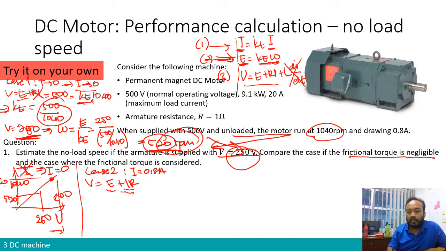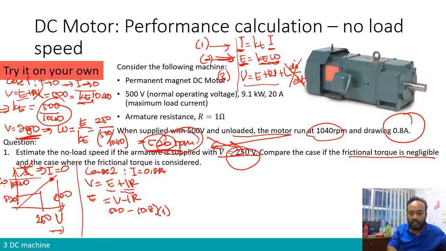So the current was mentioned to be equal to 0.8 amps. So let's do the calculation. The new E, the new back EMF, in the condition where the resistive or frictional torque is considered, should be equal to V minus IR. V, the voltage that is supplied previously, was 500, minus current, which is 0.8, multiplied by R, which equals 1 ohm. So E is equal to 500 minus 0.8, so we got 499.2 volts.